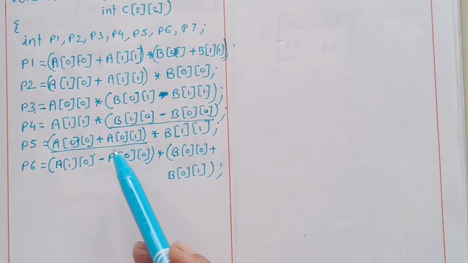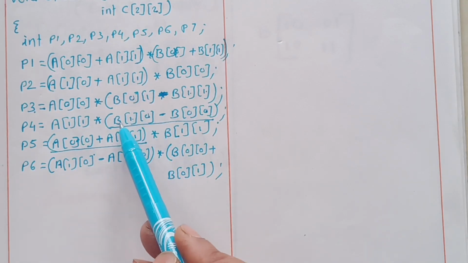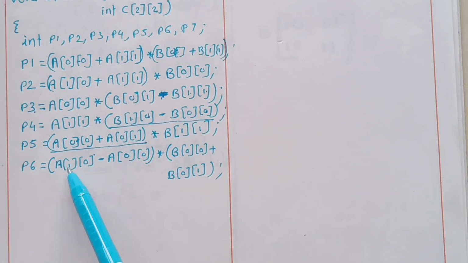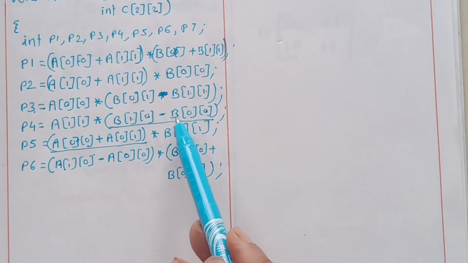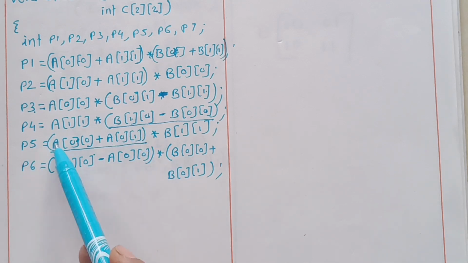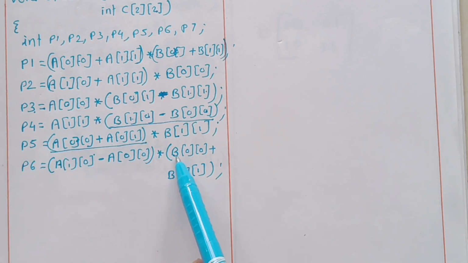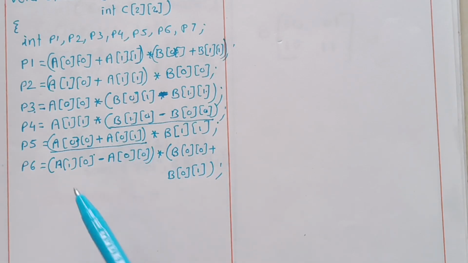So once again I will explain here. See here, these two statements you are taking, but instead of b you are writing a here. a10 as it is you have to write down, minus, and instead of b you have to write down a here, a00, into the same thing that is in the bracket in p5 you have to take down here. Okay, but instead of a you have to write down b here. Okay, b00 plus b01. So this is b01 you have to write down.